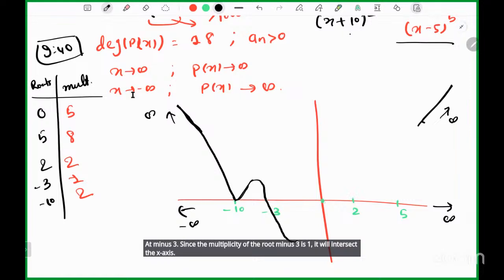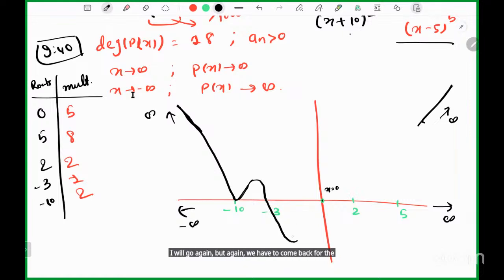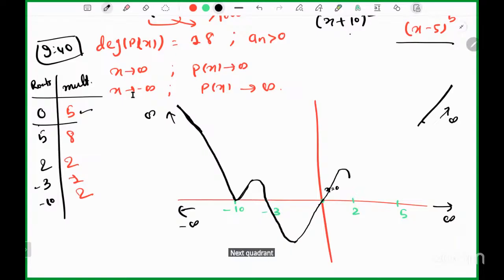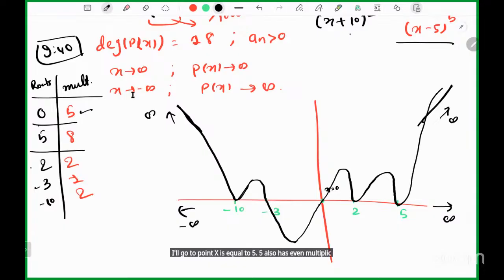It will go again, but again we have to come back for the point x equals 0. So it will return back. And the multiplicity of x equals 0 is 5, which is odd, so it will intersect the x-axis and move into the next quadrant. But again, we'll have to return back for the point x equals 2. But at x equals 2, the multiplicity is 2, even, so I'll again return back. I'll go to the point x equals 5. 5 also has even multiplicity, so it will again return back and go into the same side. Okay, so this is your rough graph of P of x. Is that clear? Any doubt?